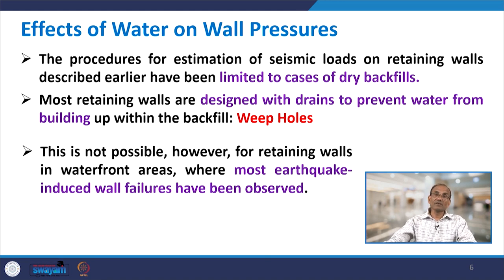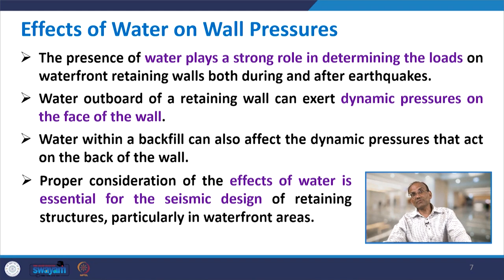So this is not possible for retaining walls in waterfront areas, where most earthquake-induced wall failures have been observed. During past earthquakes, it has been observed that the retaining wall may be in waterfront areas, for example near rivers, if you have a bridge abutment passing through the river, or some pond or reservoir conditions. Or if you have bridges or well foundations, and some retaining walls are provided for those structures, they may be near water bodies. In that case, it is not possible that the backfill is dry. The presence of water plays a strong role in determining the loads on waterfront retaining walls both during and after earthquakes.